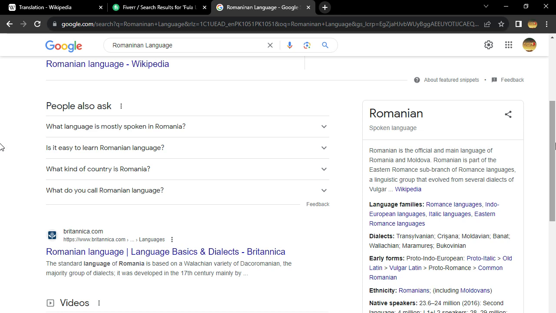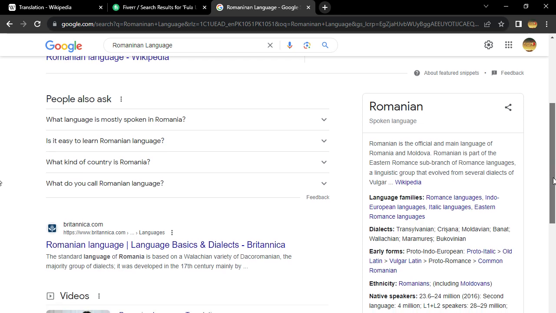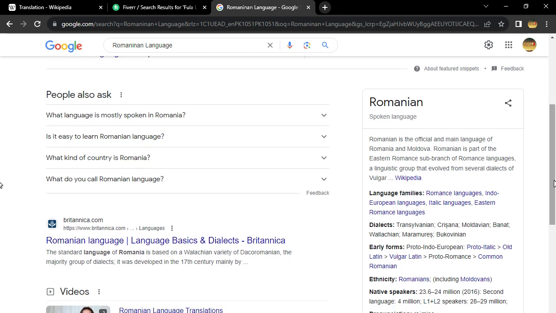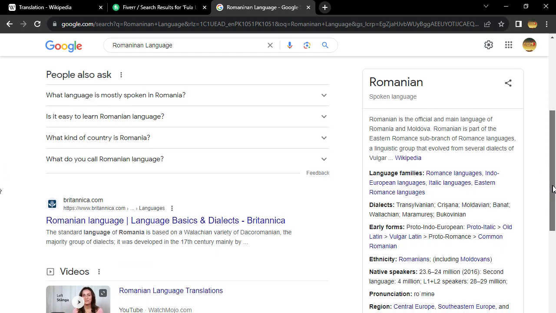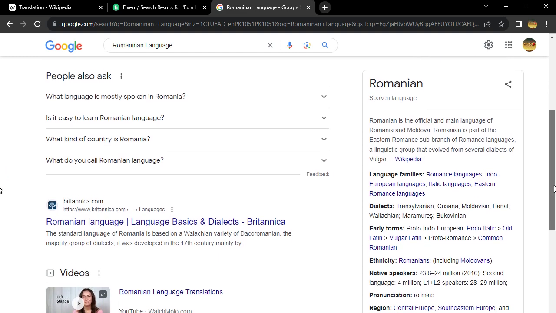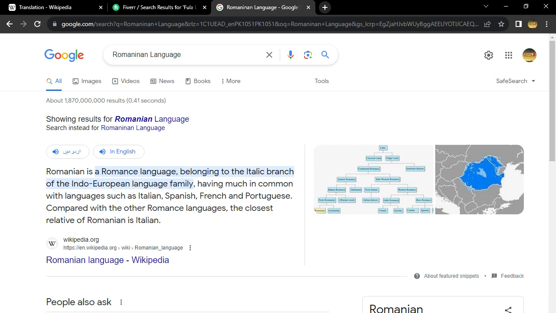Ethnicity: Romanians, including Moldovans. Native speakers: 24 million in 2016, second language 4 million, and L1 plus L2 speakers 28 to 29 million. Region: Central Europe, Southeastern Europe, and Eastern Europe. So that was a short piece of information about this language. I hope now you've understood it and got a little bit of knowledge about this language.